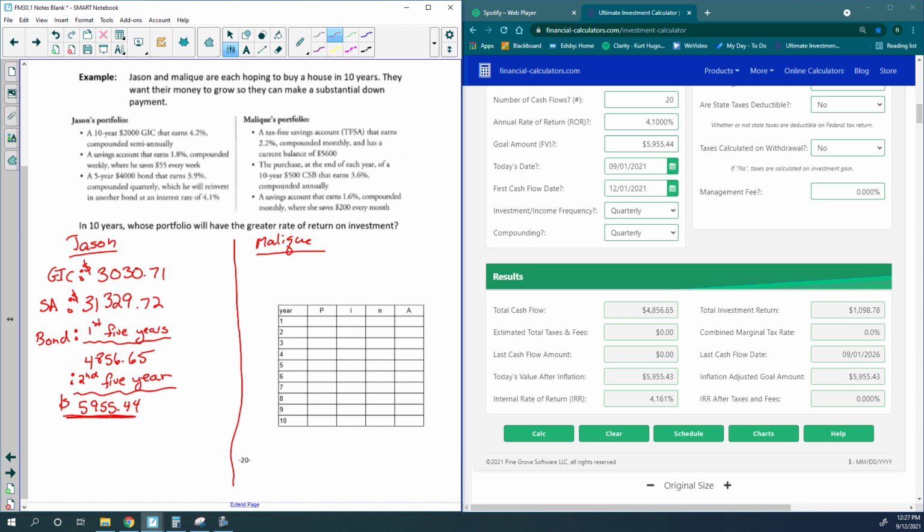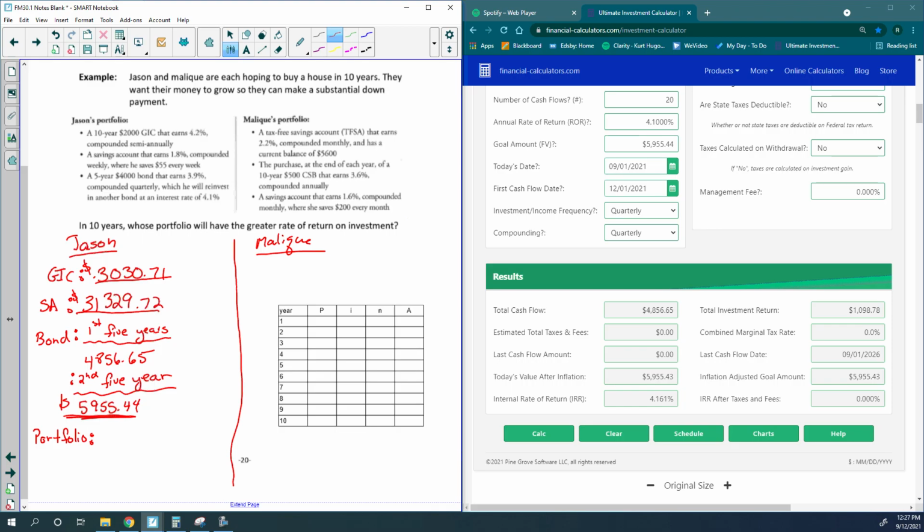So this one's actually going to be what's important for our calculations, because that's what the value of that bond at the end of 10 years is. So now to do the portfolio total, I'm going to take each of those major values, the GIC, the savings account, and the bond at the end of those 10 years, and add them all together.